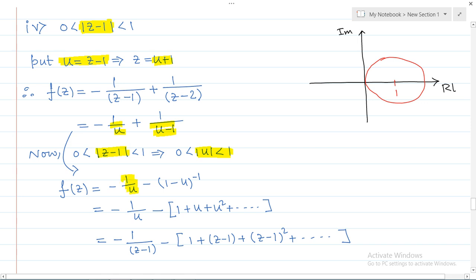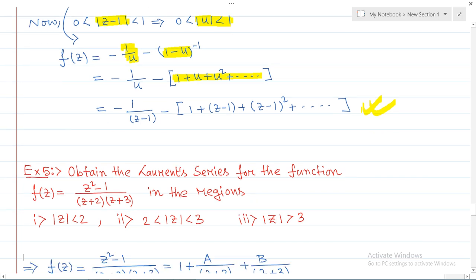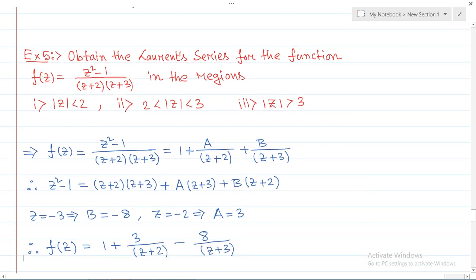For this part we have to just take the minus sign common, so that 1 minus u whole inverse will come, and we can apply the normal series expansion for 1 minus u whole to the power minus 1. After getting this, we have to substitute all the points, that is u in terms of z, that is u equal to z minus 1. So this is the Laurent series expansion.